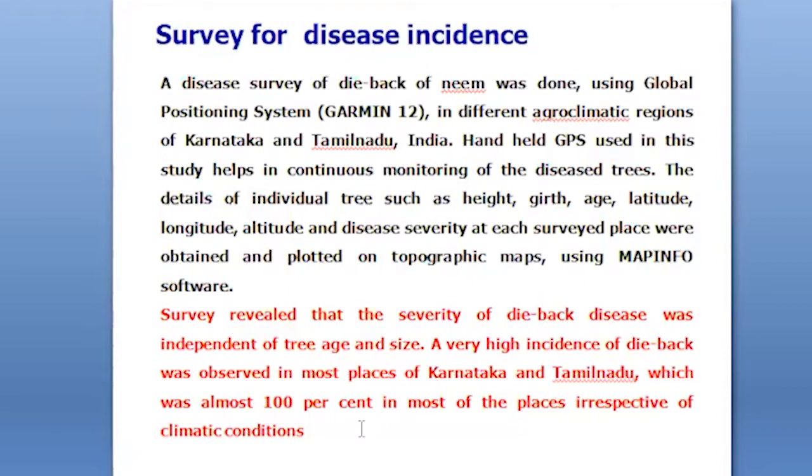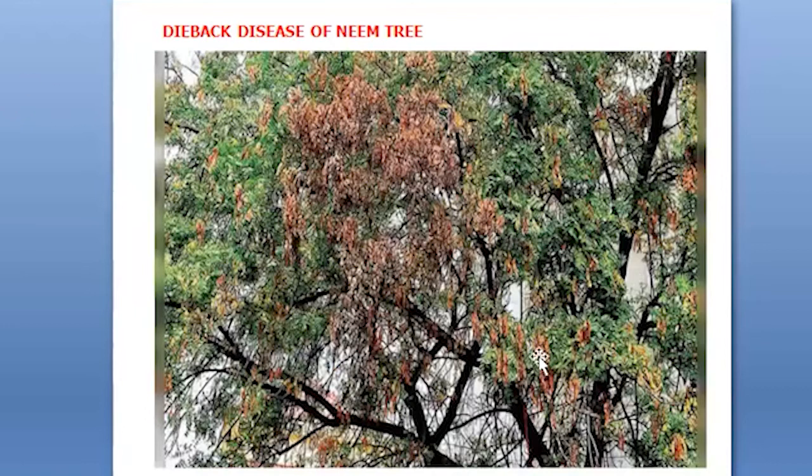The conclusion was that the severity of the dieback disease was independent of the tree's age and size. That means it is known to occur at all stages of the tree. A very high incidence of dieback was observed in most places of Karnataka and Tamil Nadu, almost 100% in most places, irrespective of the climatic conditions. So this was their observation, and we can see these are the symptoms of a dieback tree.